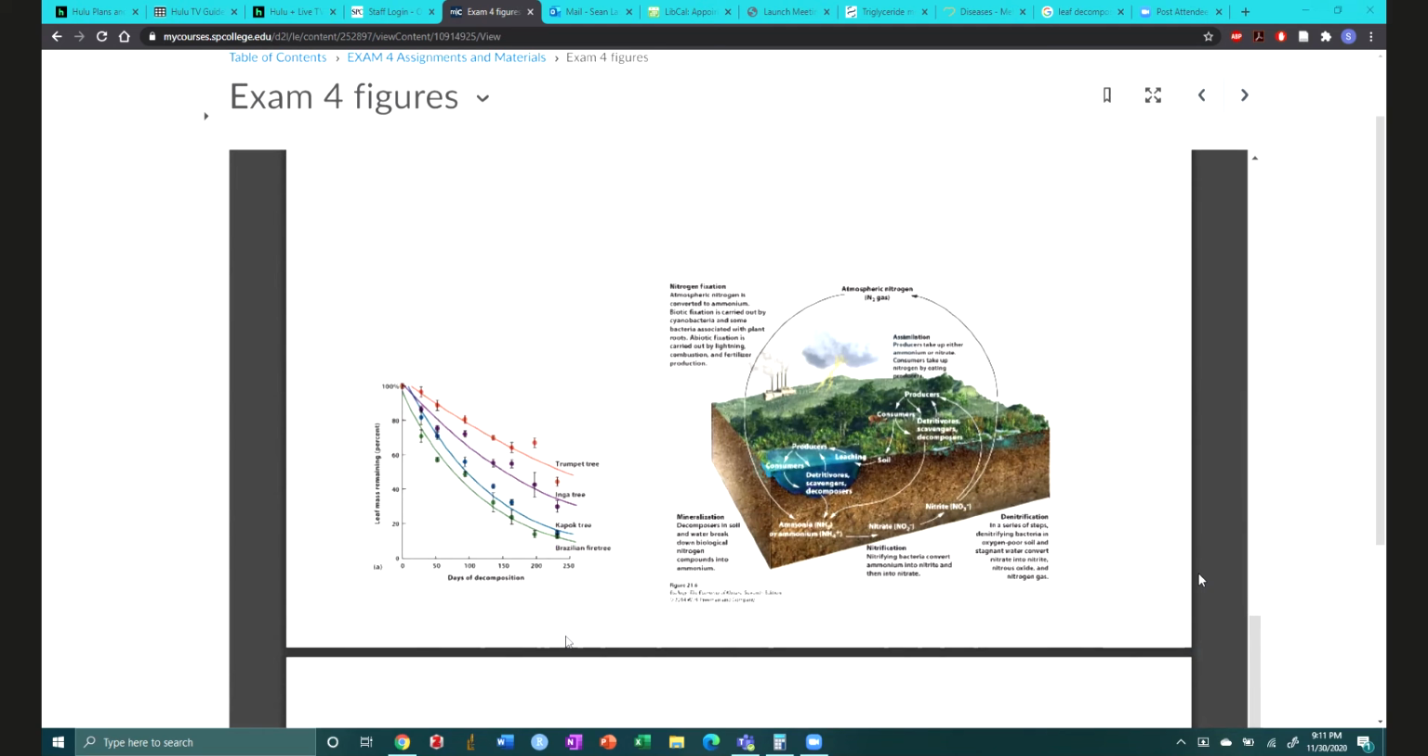Okay, so this is decomposition, and that is leaf mass remaining. Okay, that's just decomposition curves. So it just shows that the trumpet tree has a lower rate of decomposition than everything else. The next one would be the Igna tree, the Kapok tree, and the Brazilian fire tree. And if I remember correctly, this had to do with lignin. Yeah, so the trumpet tree has higher concentrations of lignin, slowing down its decomposition. Where the Brazilian fire tree has higher lignin.